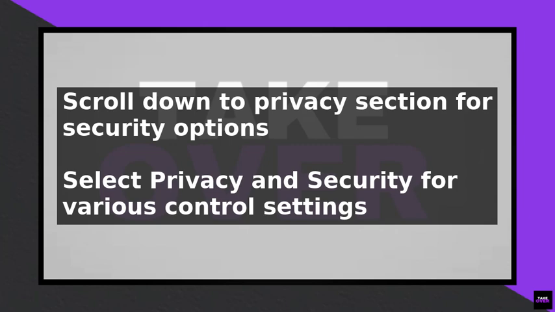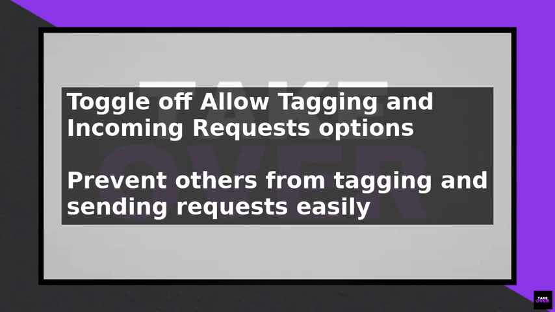Another important step is to review your account visibility. You can do this by going to the profile page and selecting the option that says Account Visibility. Here, you can choose who can see your profile and activity, such as friends, public, or private. To make your account completely private, select the private option.